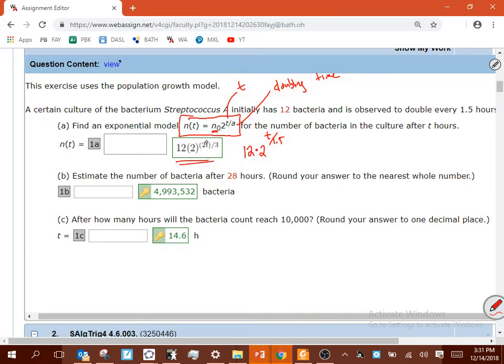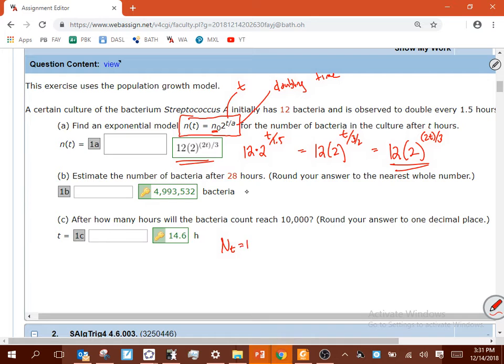You're seeing this solution here. Well, 1.5 is 3/2, so 12 times 2 to the t divided by 3/2. A fraction divided by a fraction, multiply by the reciprocal, I get 12 times 2 to the 2t divided by 3. So that's what they're looking for. That's nice. You can do it that way. A lot of people are doing this. They're saying, well, I should come down here and do it differently.